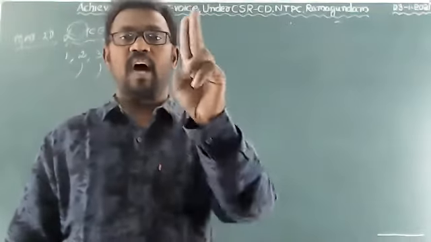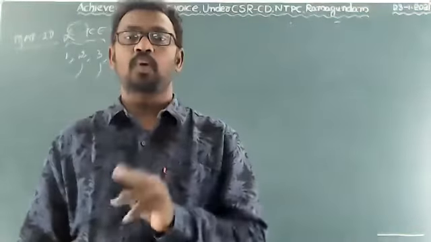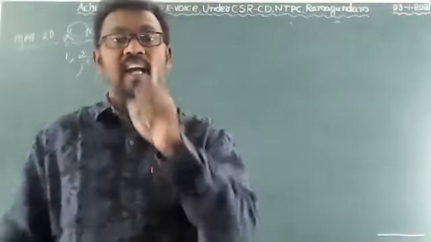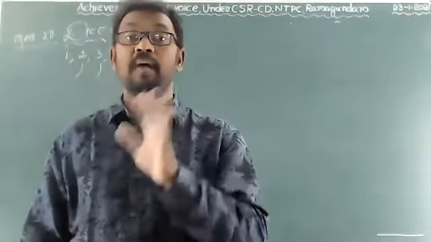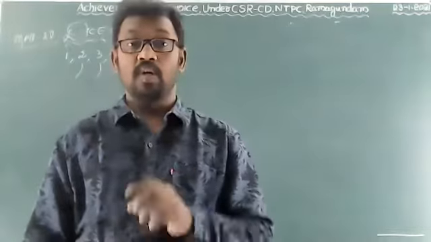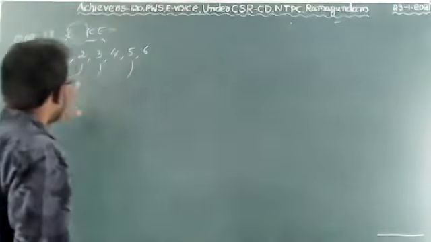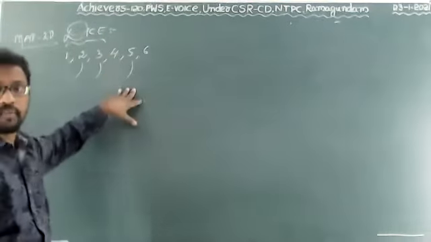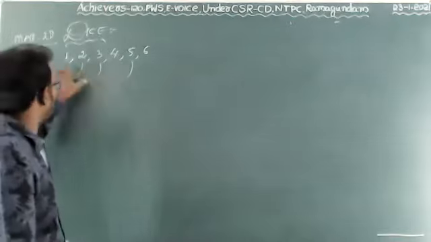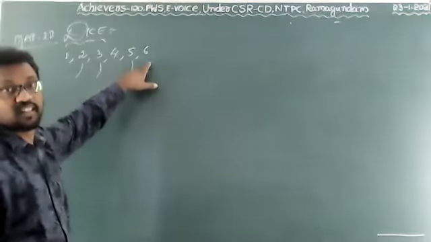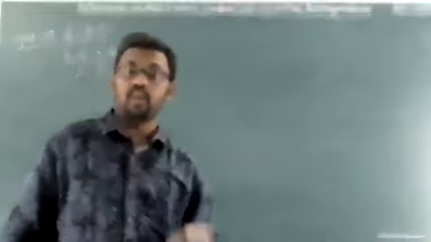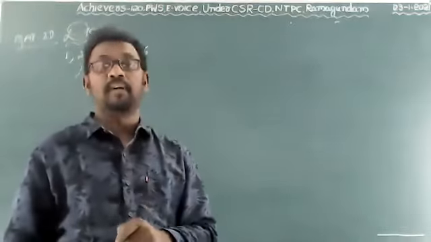Only the 2 factors you can see. If a number is a multiple of 1 and itself, it is called a prime number, Pradhana Sankhya. So here, 2, 3, 5 are prime numbers. Other than primes are called composite numbers: 1, 4, 6. But remember, 1 is neither prime nor composite.